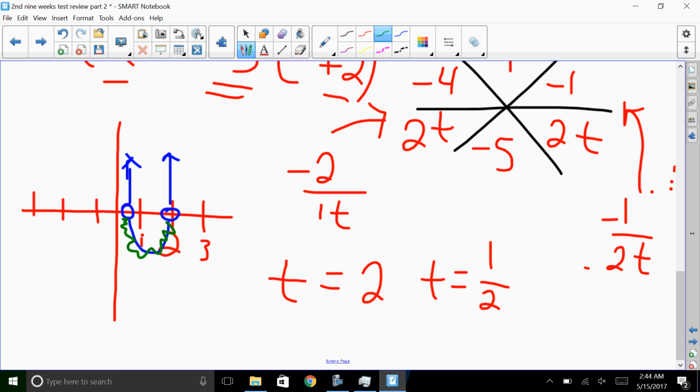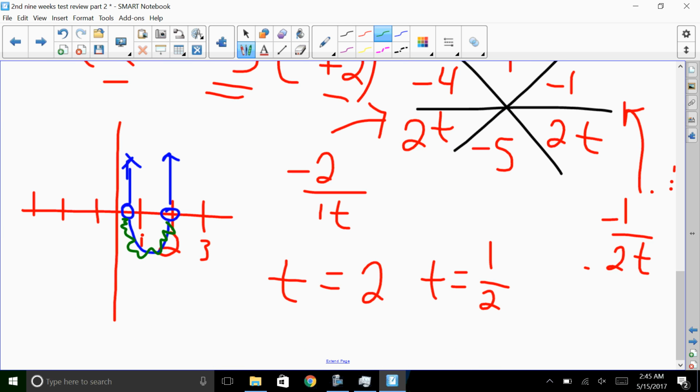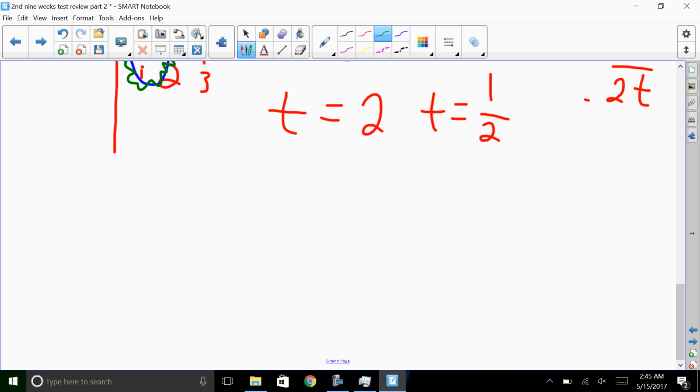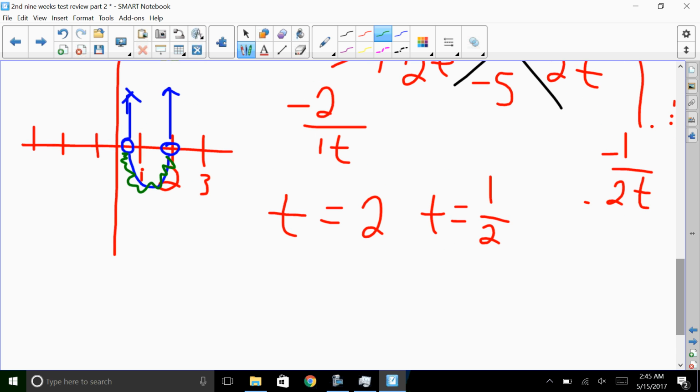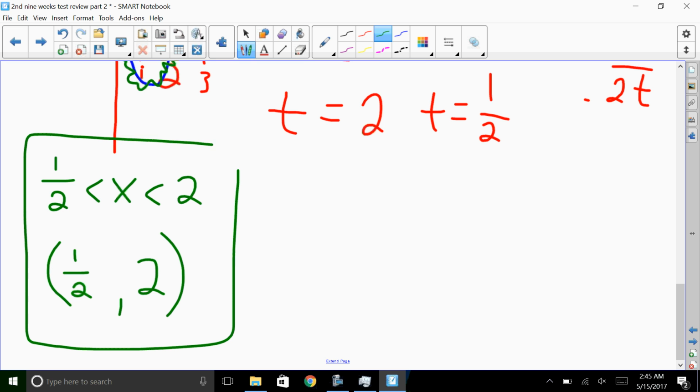Alright, let's see, what were the original directions? I think they wanted us to give them both in interval and inequality. So from left to right, 1/2 less than, because it's open circles, less than 2. Writing that in interval notation, use parentheses for less than, and there you go. Those are your two solutions.